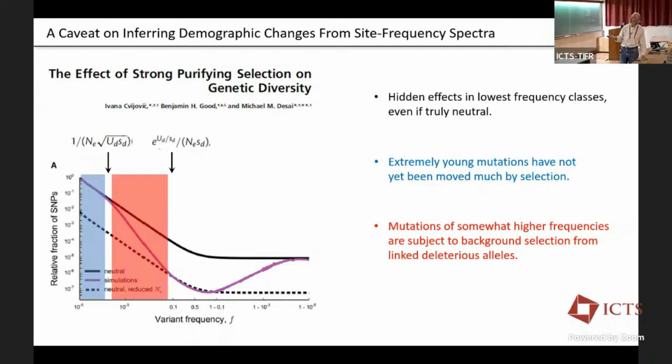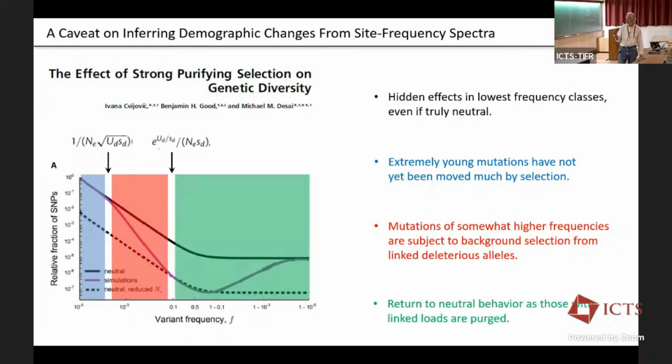For those above that low frequency, up to this frequency here, the scaling is no longer this inverse frequency scaling. It's proportional to the inverse of the squared frequency. That's because of background selection. And then the third phase here is above this break point. Everybody linked to a deleterious mutation now has been purged from the population. The remaining alleles in this class are again behaving neutrally, but at a reduced effective population size.